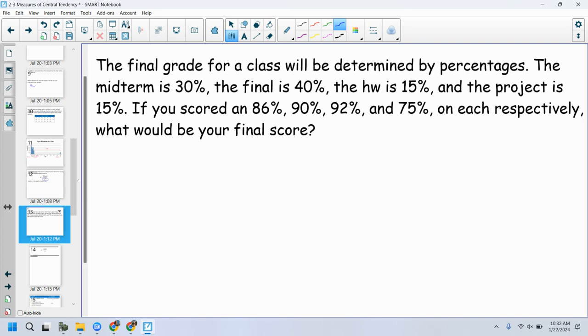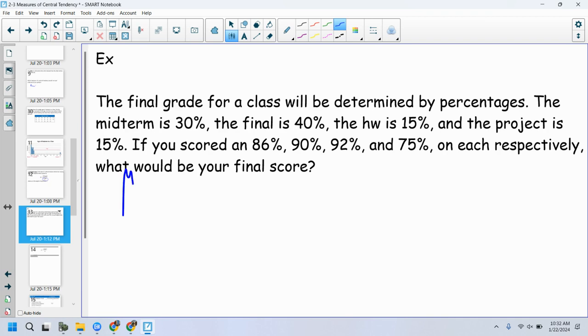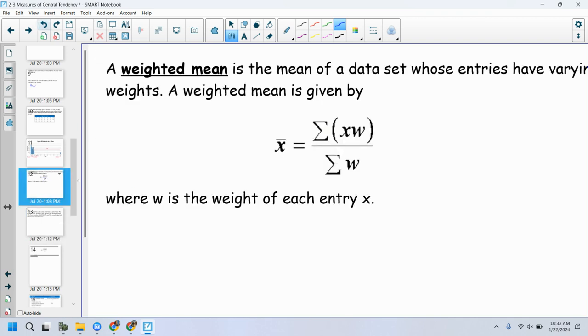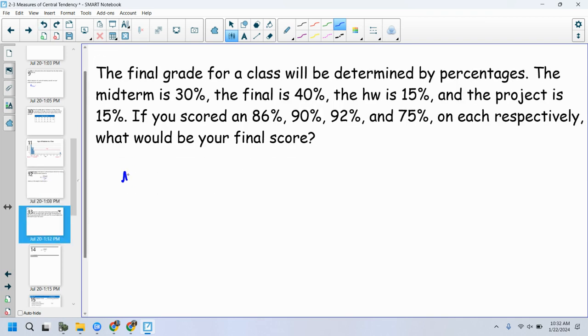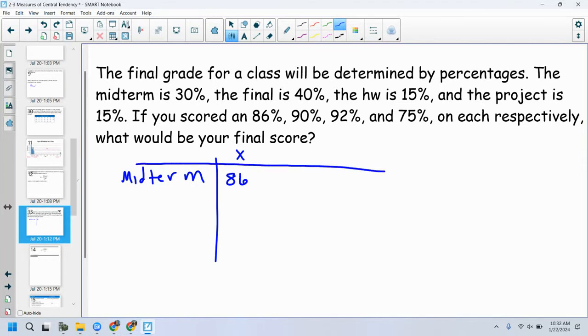Midterm. So we got the midterm. The x, in this case, for the midterm, is going to be your actual grade. So 86. The weight for the midterm is 30%.